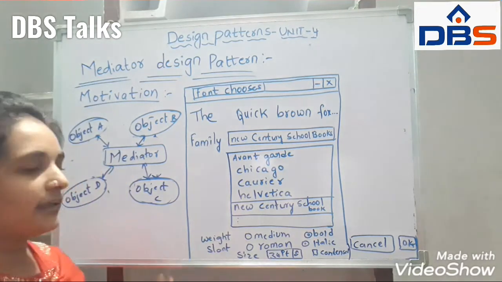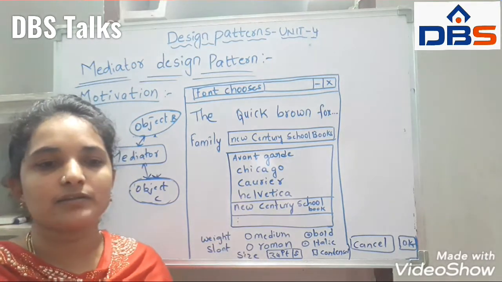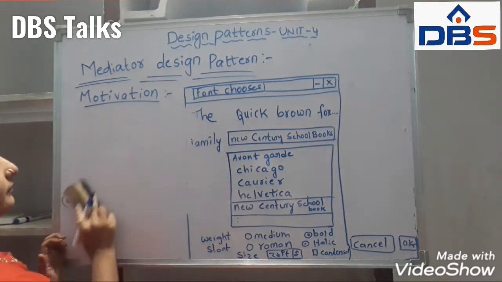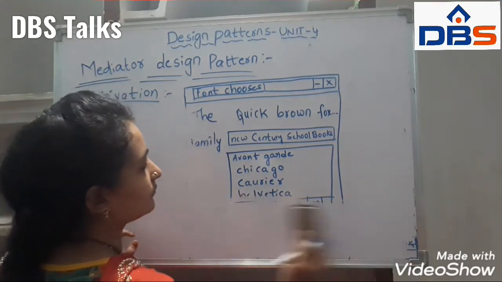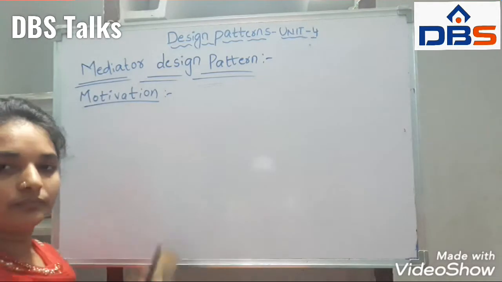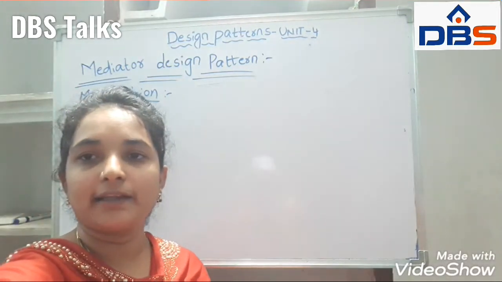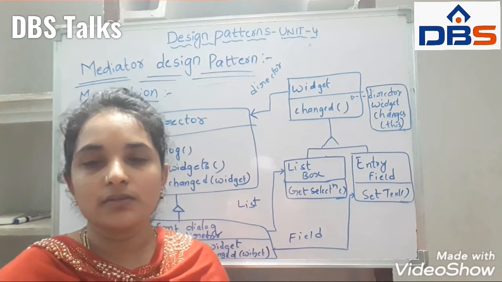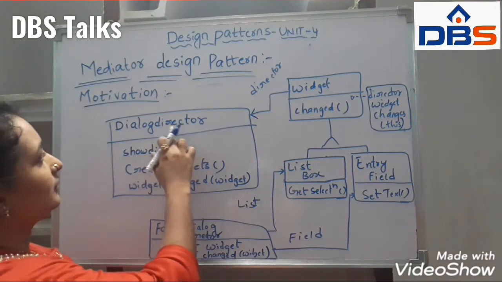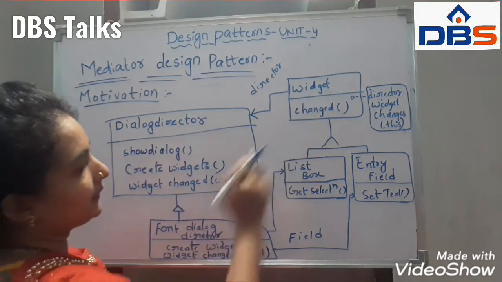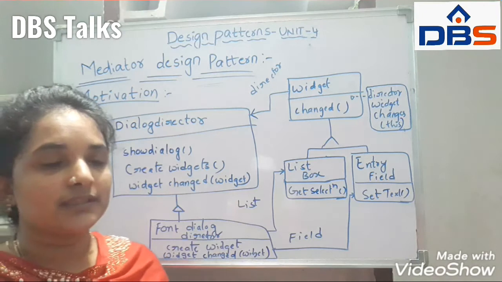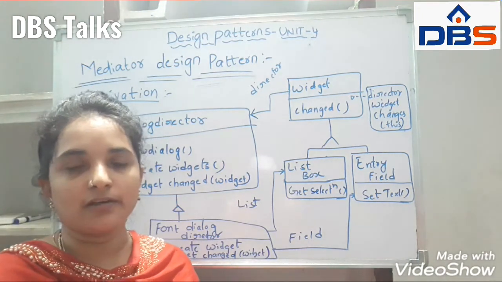In this mediator design pattern, in this motivation, I have a small example diagram. Coming to the motivation diagram, I have some participants: dialog director, widget, list box, entry field, and font dialog. These are the different types of participants we are having in this motivation diagram.